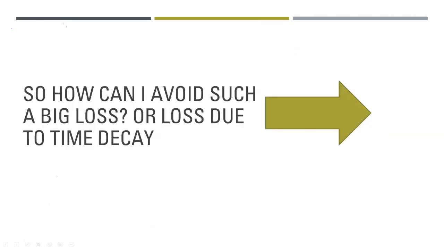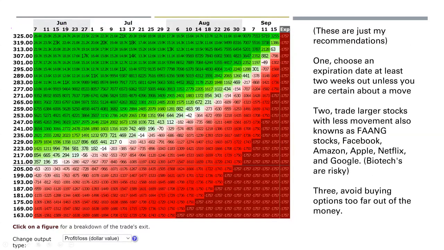So how can I avoid such a big loss or loss due to time decay? So let's just look at this. These are just my recommendations. 1, choose an expiration date at least 2 weeks out. Okay, so you don't really have to worry about time decay if you're trading short term, meaning I'm buying the contract today, the call option, I'm selling it tomorrow.